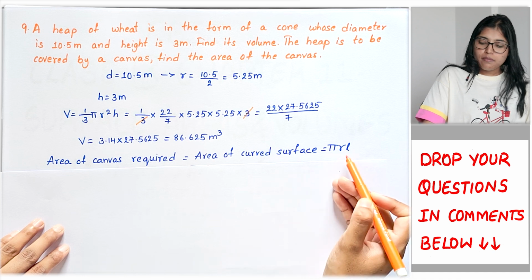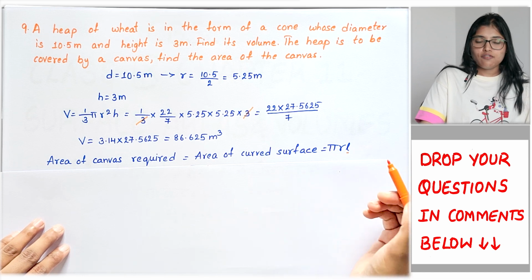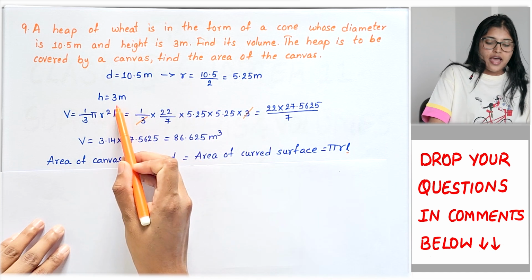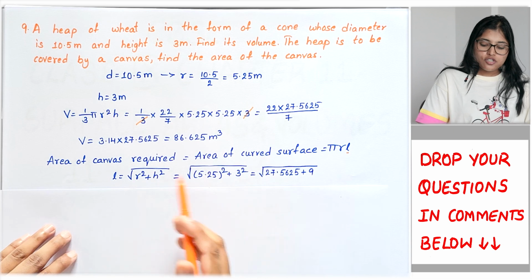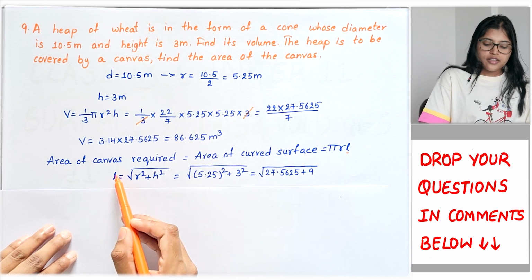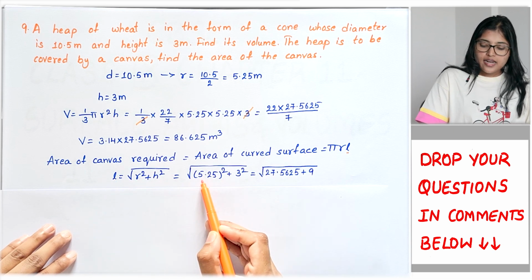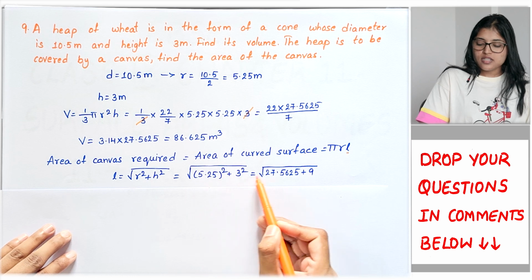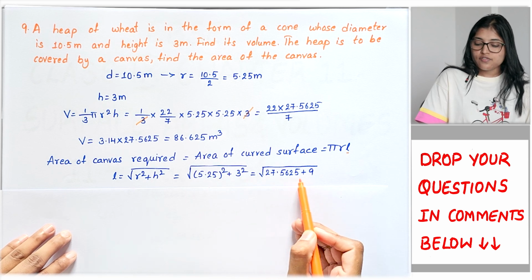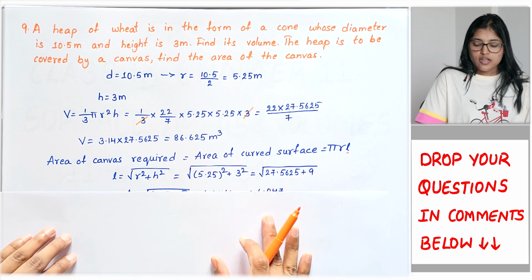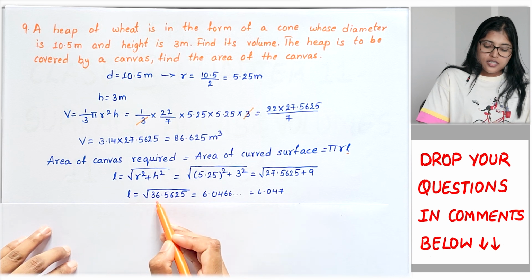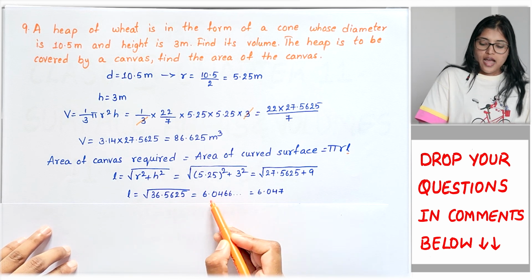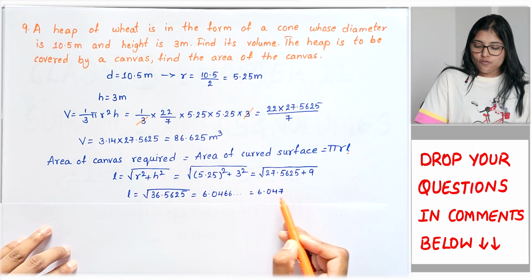Now in order to find pi RL, I need to find the value of L first. I have the value of R, I have the value of H. I can substitute it in this formula and find the value for L. So I get L as square root of 5.25 whole square plus 3 square, which is 27.5625 plus 9, which is nothing but square root 36.5625. I get this value as 6.047.